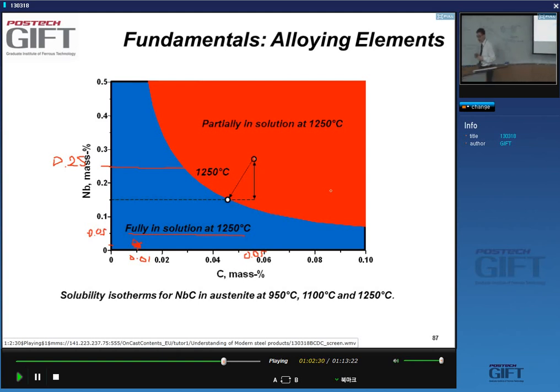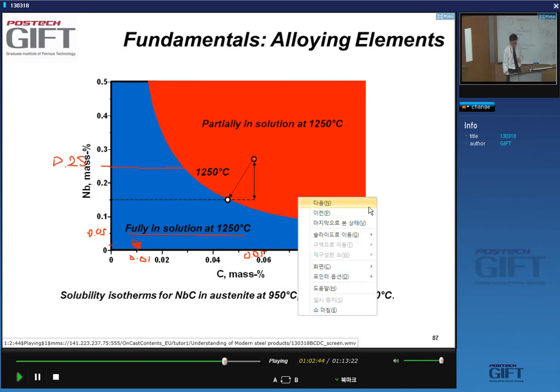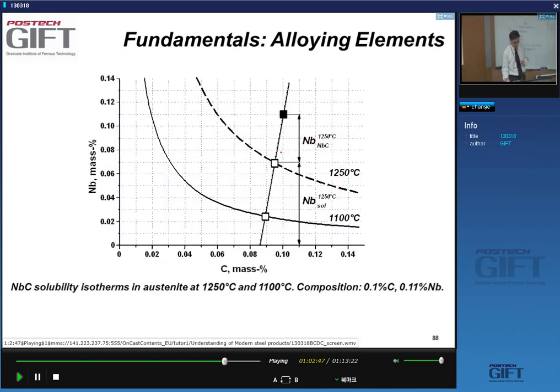And how much of the niobium is precipitated and how much is in solution, you can very simply determine graphically. And that's shown here. So this is an example where I have 0.11 niobium and 0.1 carbon. This is a very high composition, so usually you don't have this much, but this is the steel composition.